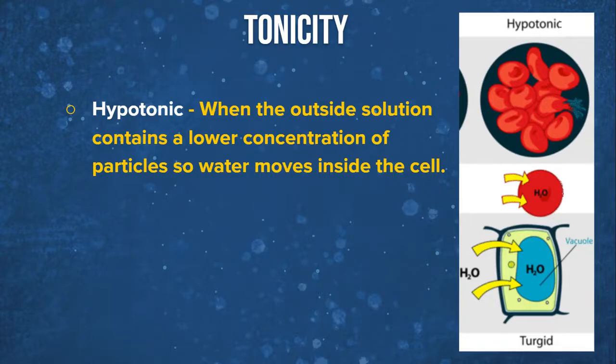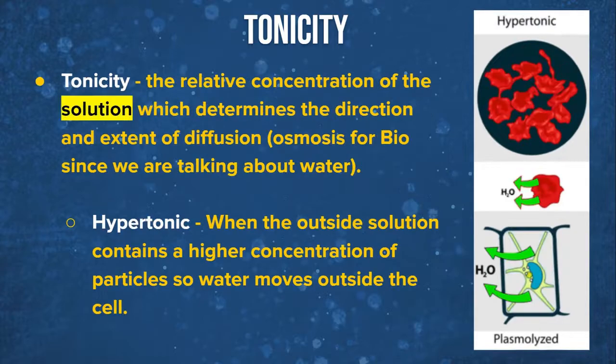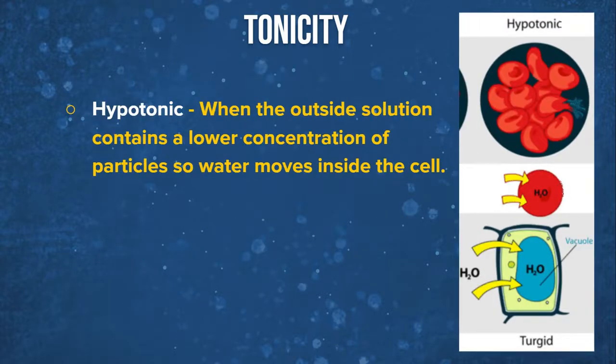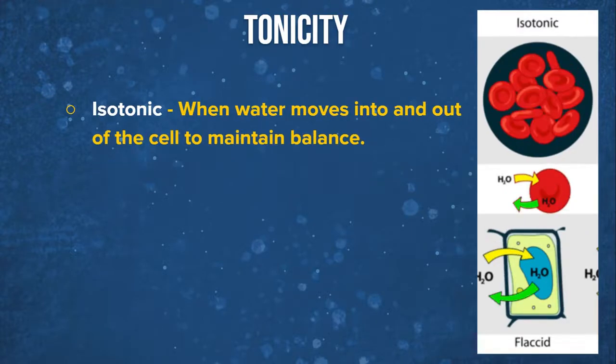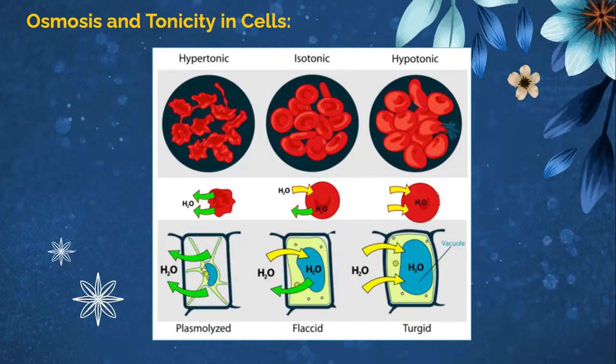Now, think about the first part of this word, hypo, and the last word, hyper. I want you to write in your notes, think hypo low, hyper high, and that's how you're going to try to remember the difference between the tonicities. The last part is isotonic. This is when water moves into and out of the cell to maintain balance. Because iso meaning same, and think isosceles triangle. And in this case, as one water molecule moves in, another water molecule moves out. And this is happening because the solutes, the materials inside and out of the cell, are at equal balance.